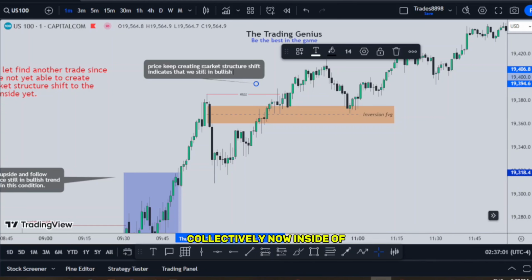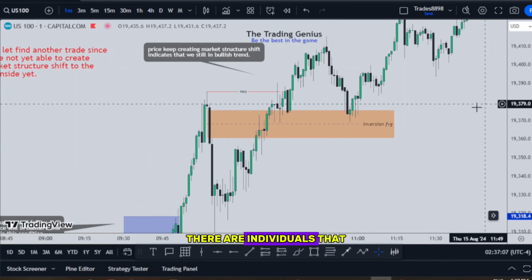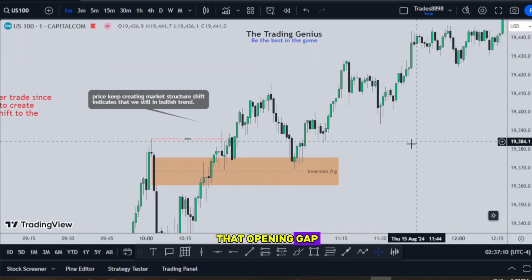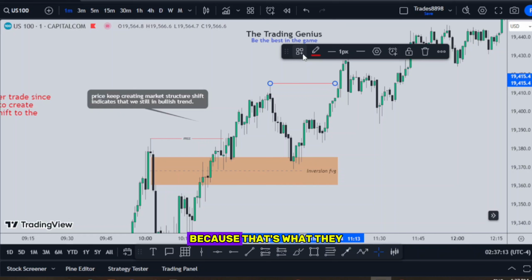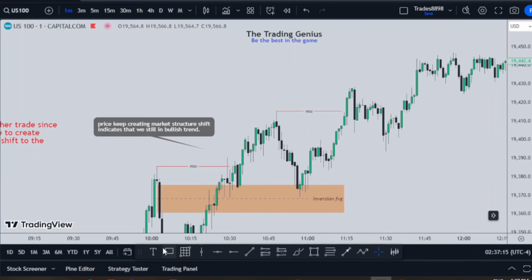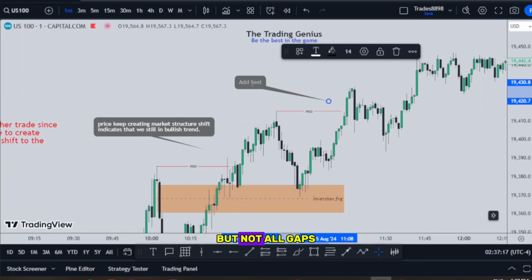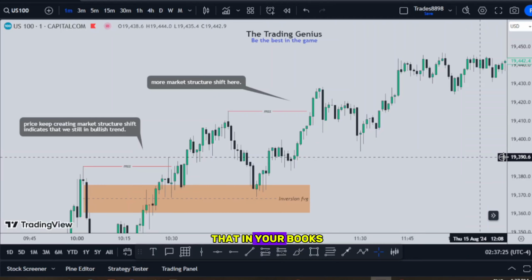Collectively. Now, inside of the retail classification of traders, there are individuals that know how to fade that opening gap. Some of them look for a full gap closure because that's what they think is going to happen. But not all gaps completely fill in. I'm teaching you that when you're bullish, you don't really want to see a full gap closure.